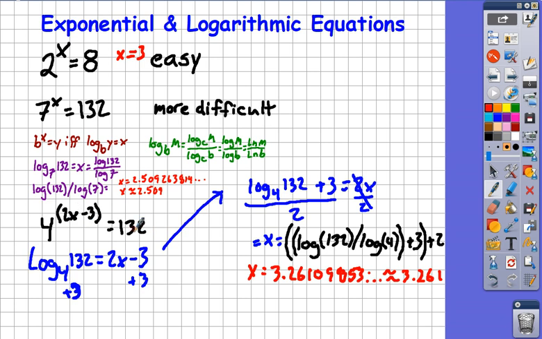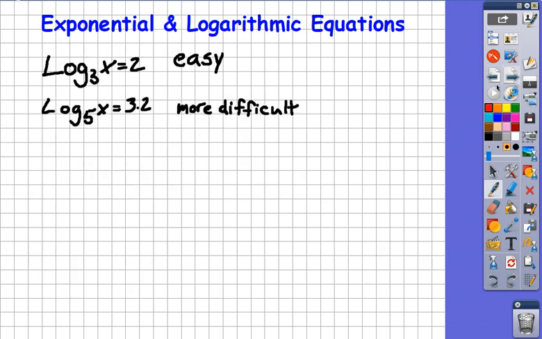So those were all problems going from exponential form, you'll notice, going into logarithmic form to solve it using this change of base formula. Change of base formula is very helpful. What we're going to do next, and then we'll be done, is let's go the other direction. Let's get a logarithmic equation and change it to exponential to solve it.